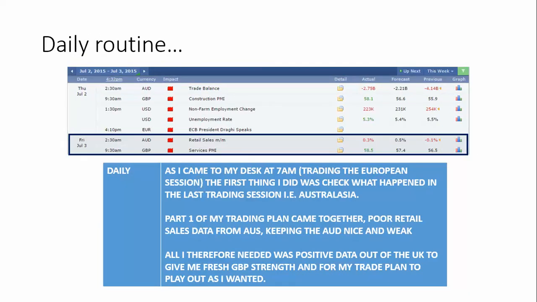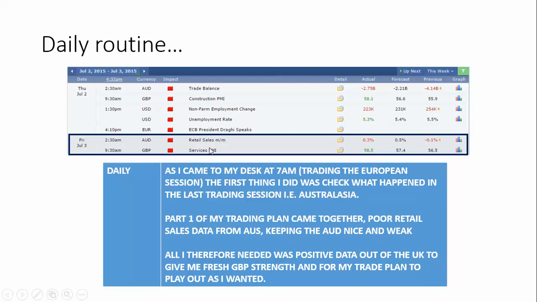Okay, so then I came to my charts on Friday. As I mentioned earlier, the European session, I got to my charts around about 9 o'clock, preparing myself for the 9:30 news, as we can see here, affecting the pound. Part one of my plan came together.